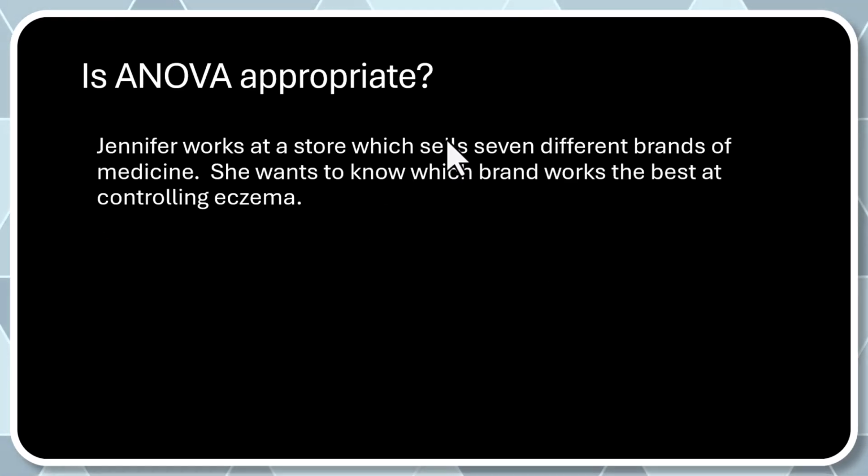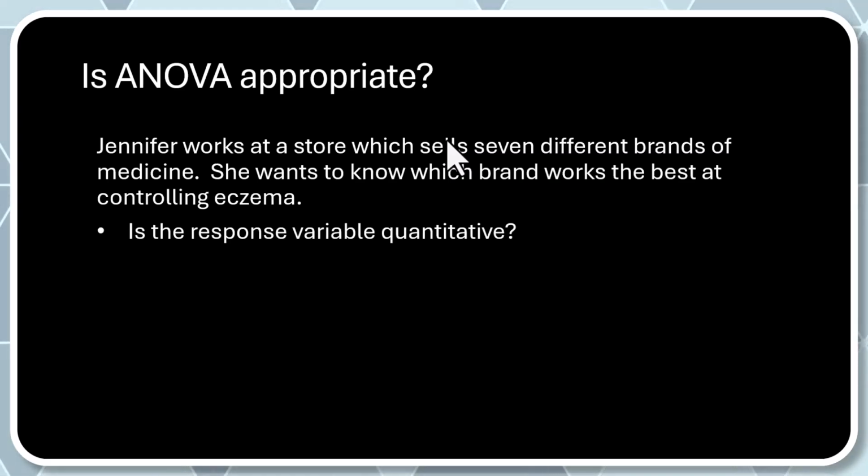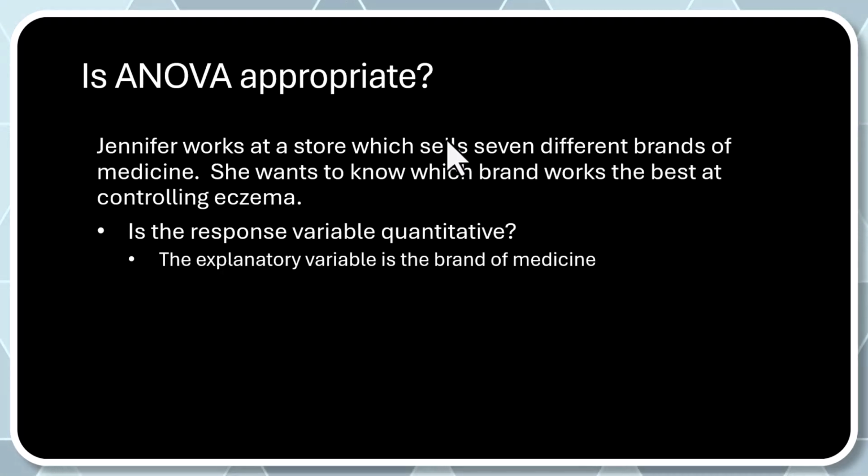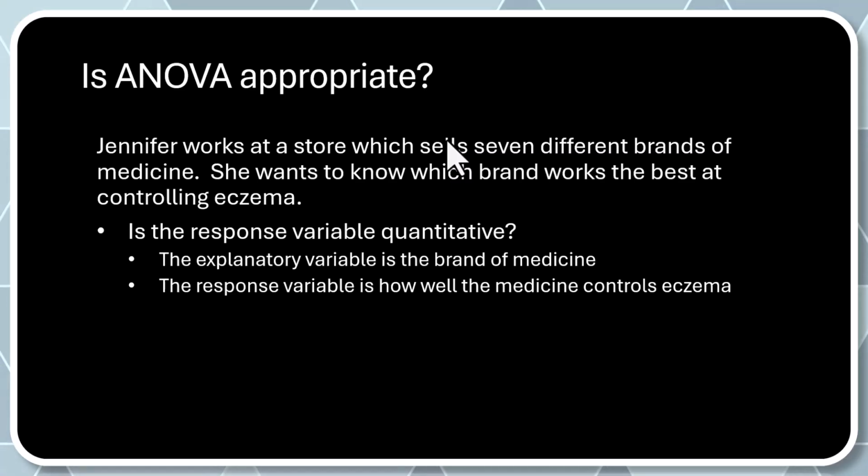So let's do another example. Jennifer works at a store which sells 7 different brands of medicine. She wants to know which brand works best at controlling eczema. So first of all, is the response variable quantitative? So the explanatory variable is the brand of medicine. Again, this is a label, it's categorical or qualitative, but that's okay because we don't really care about the explanatory variable. What we want to know is what is the response variable. So the response variable is how well this medicine is going to control eczema.